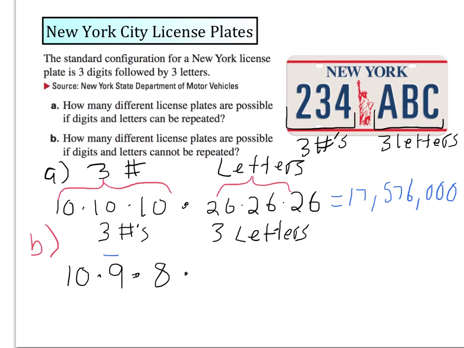And we've lost 2 numbers, so now there's only 8 options. Same thing goes for the letters. For the first letter, there's 26 options, then there's 25 options, then there's 24. And we multiply all these together, we end up with 11,232,000 options.